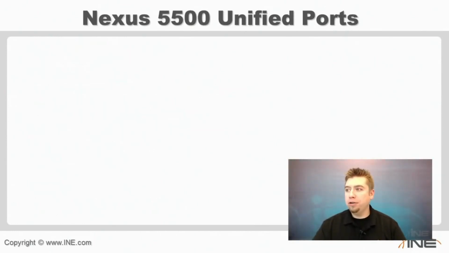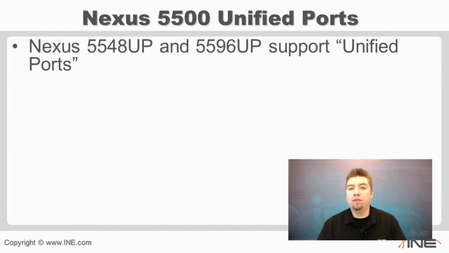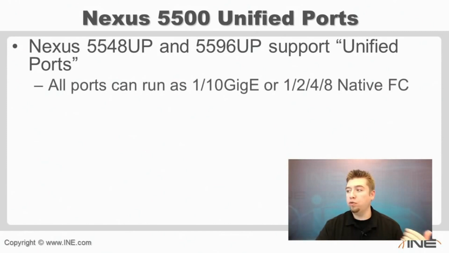So as I mentioned here, the Nexus 5K that we're using is the unified port model, the 5548 UP specifically, where there's also another model, the 5596 UP, which means that any of the ports can run as either 10 gig E, or they could run as 1, 2, 4, 8 native Fiber Channel.